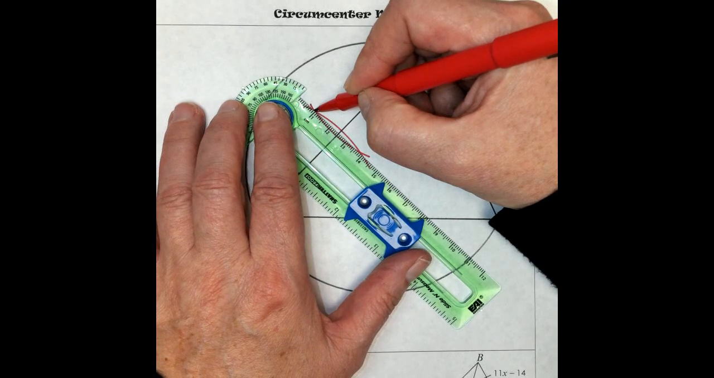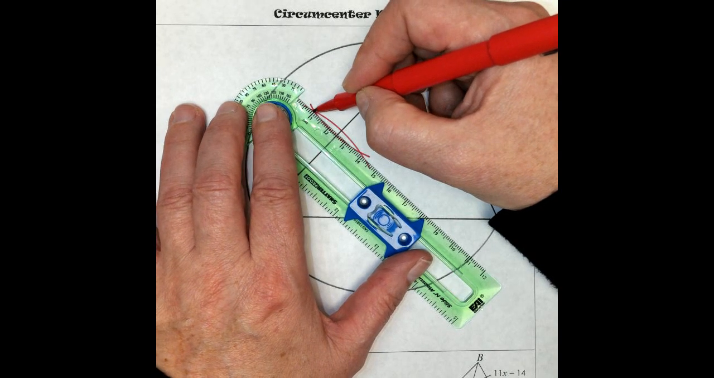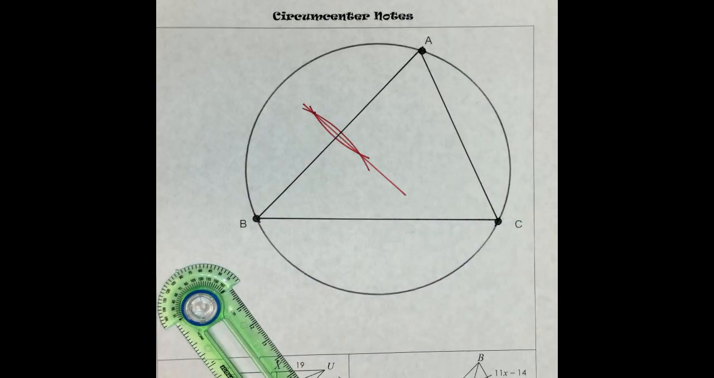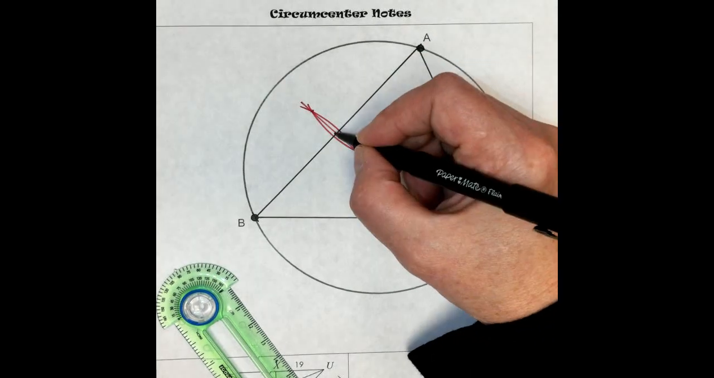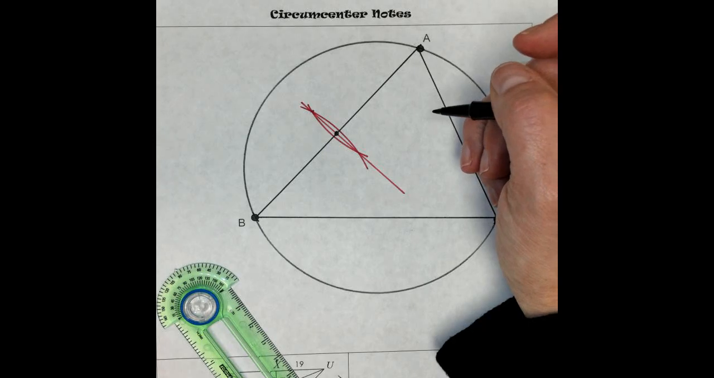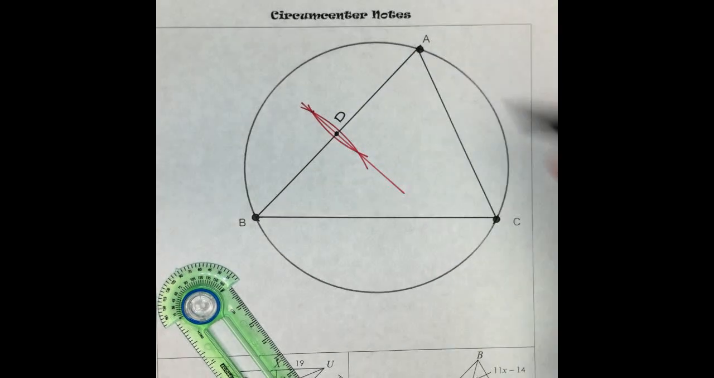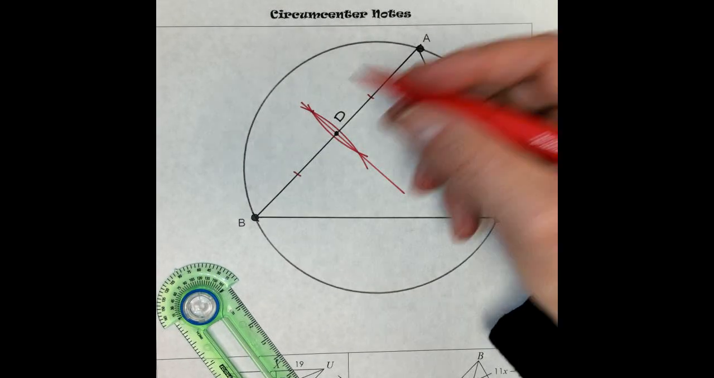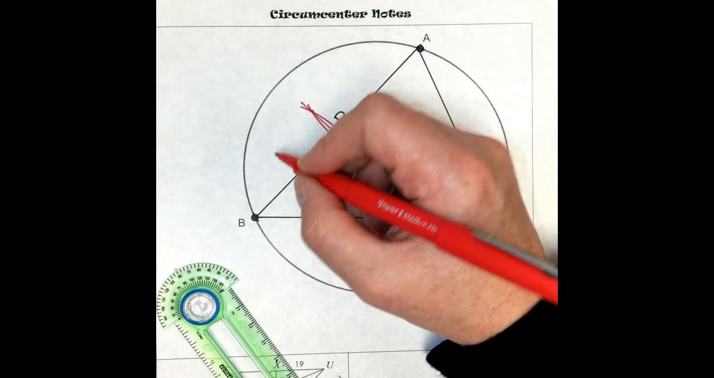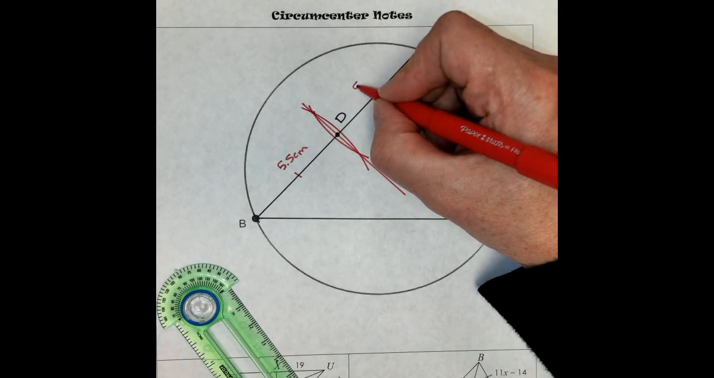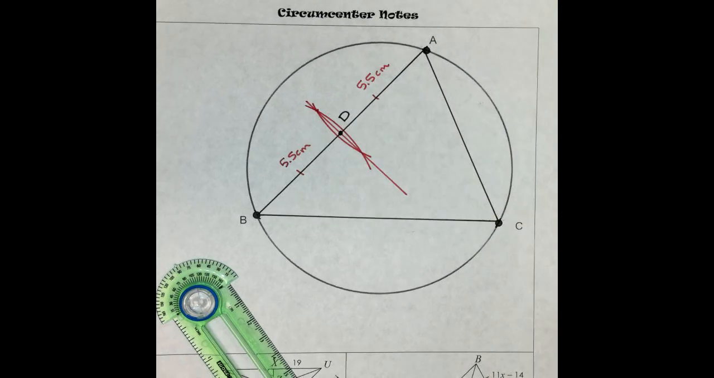Remember, I am going from where they intersect. Now we want to draw that line into the triangle because I don't know where the circumcenter is going to be. We're going to label that midpoint, because where it intersects is the midpoint of B to C. We're going to label that point D. And remember, these are congruent to each other. So segment BD is 5.5 centimeters, and segment DA is 5.5 centimeters.